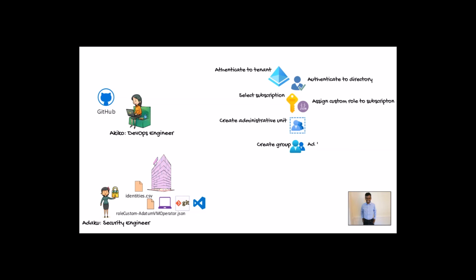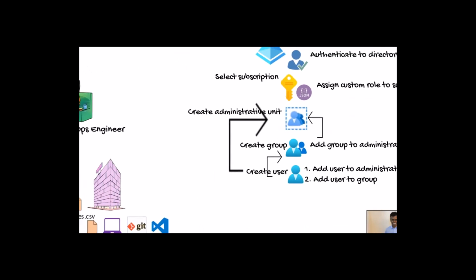The script now creates each of the accounts inside of a loop. After each user is created, it is first added to the administrative unit. Then, it's added to the group. Finally, the roles are assigned to the groups as listed in the CSV file.